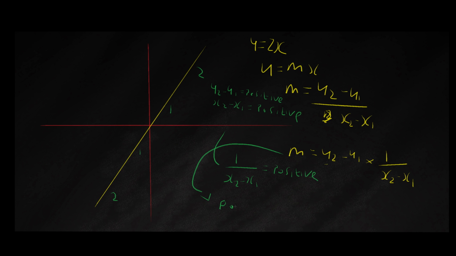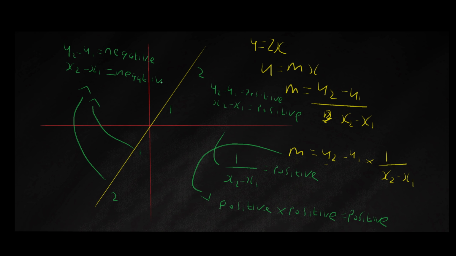If the gradient of the graph is positive, and is equal to y2 minus y1 times 1 over x2 minus x1, and both y2 minus y1 and x2 minus x1 are positive, a positive times a positive is a positive. Similarly, if point 2 is smaller than point 1 for both x and y, y2 minus y1 will be negative and x2 minus x1 will be negative. This means a negative times a negative is still a positive.